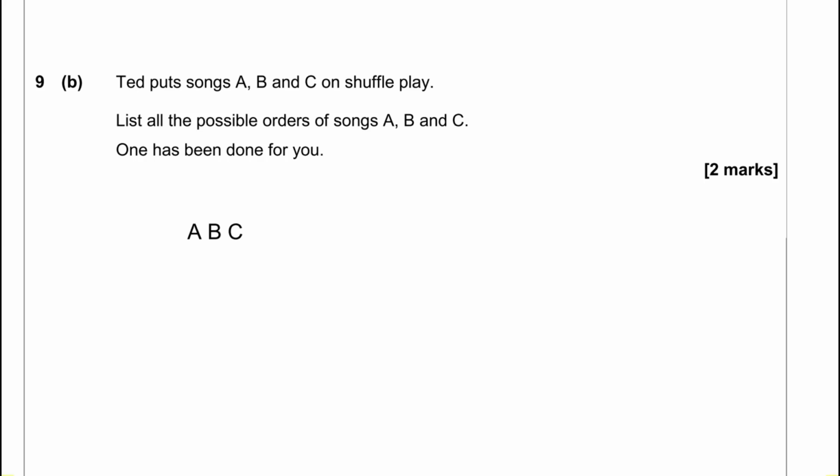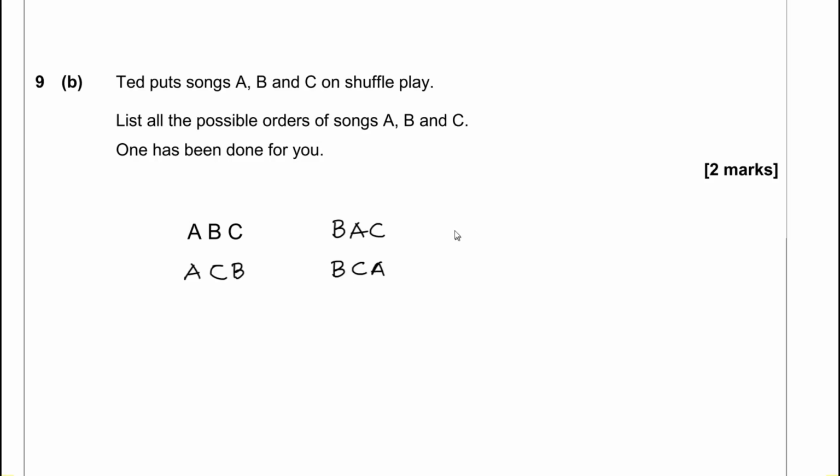Now let's check question B. Ted puts songs A, B, and C on shuffle play. List all the possible orders of songs A, B, and C. One has been done for you. That's this one. So after A, it plays B and it plays C. The other possibility is after A, it might be C and then B. And then B might come first and then A, C. Or B comes first and then C, A.